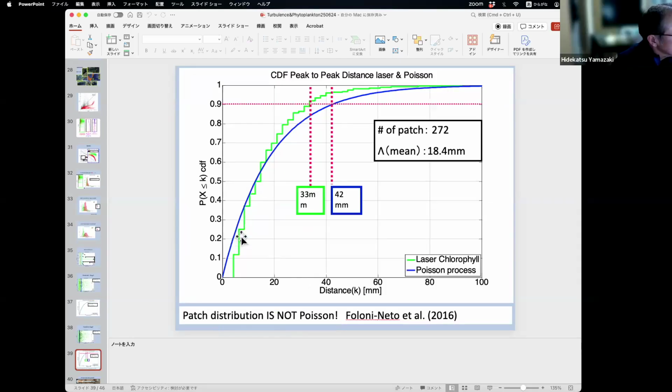Then the green one shows the observed CDF, the observed interval cumulative distribution. This is the exponential distribution. We can compute the mean interval, which gives you the parameter to compute the exponential distribution. So if it's completely random, it should be exponential. At the 90th percentile, 90% probability, everything should happen below 42 millimeters if it's completely random. But actually, the observed one is shorter than that.